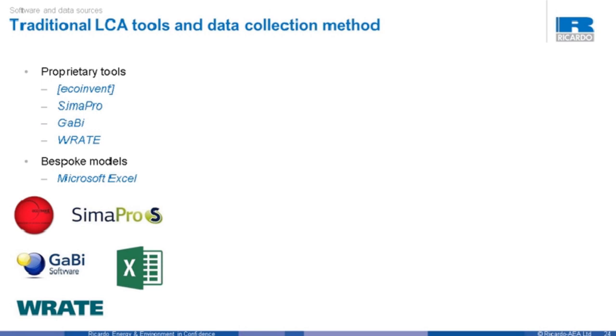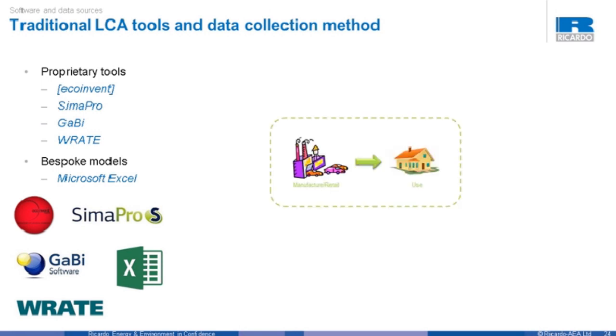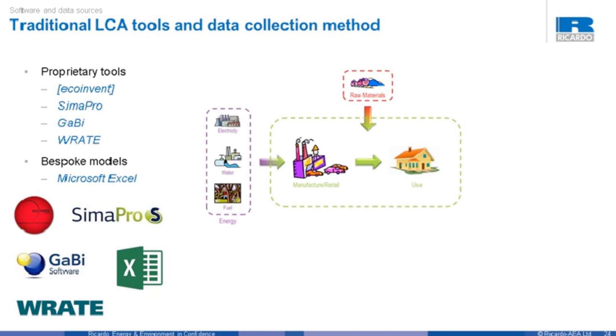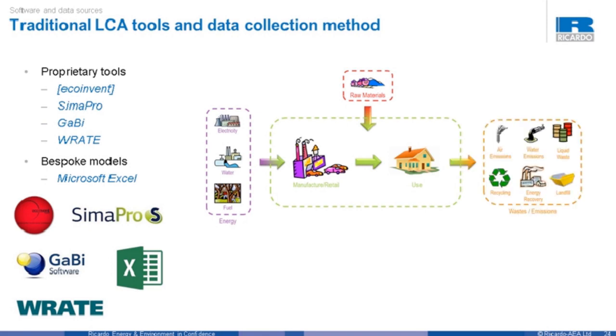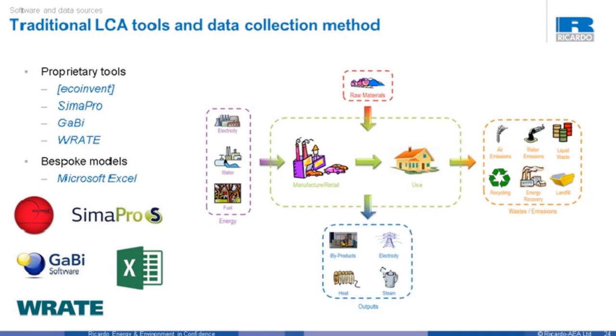But if we just think about the data collection and imagine we're talking about a typical manufacturer here, an LCA study needs data on the types and quantities of raw materials going into the product, information about all the utilities used, water, electricity, fuels, data about the wastes and emissions arising from the production process, and of course the outputs from the production process.